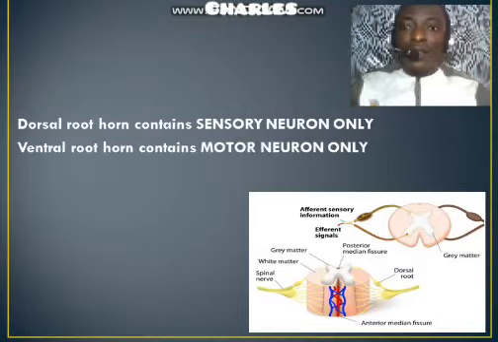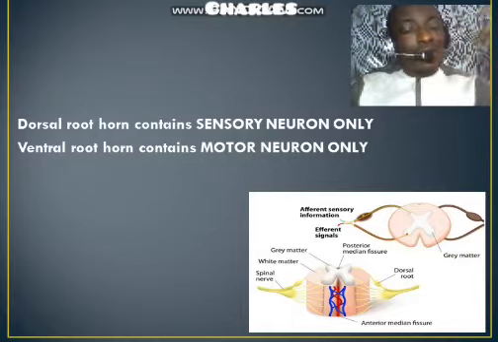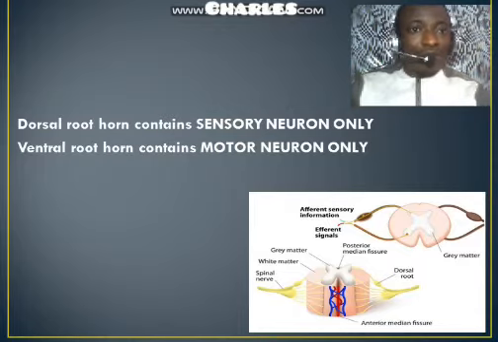Whereas the ventral root horn contains only motor neurons. It doesn't contain sensory neurons. The motor neurons are neurons that carry motor commands from the brain down to all body parts. Okay, good. We shall come to that as we proceed.